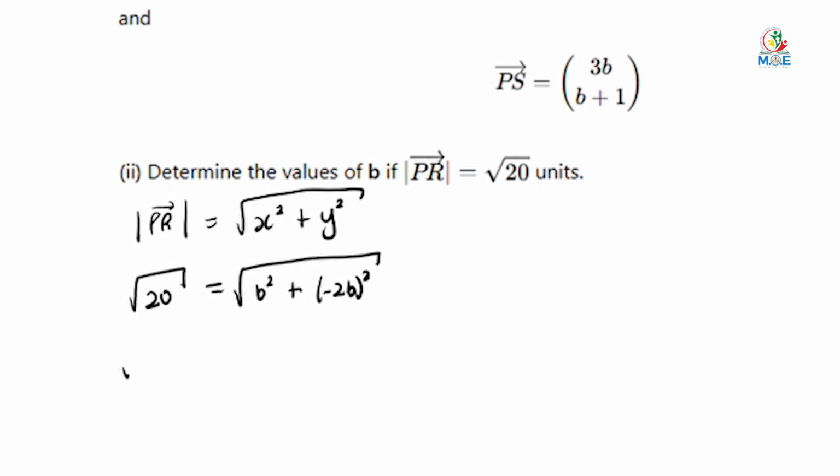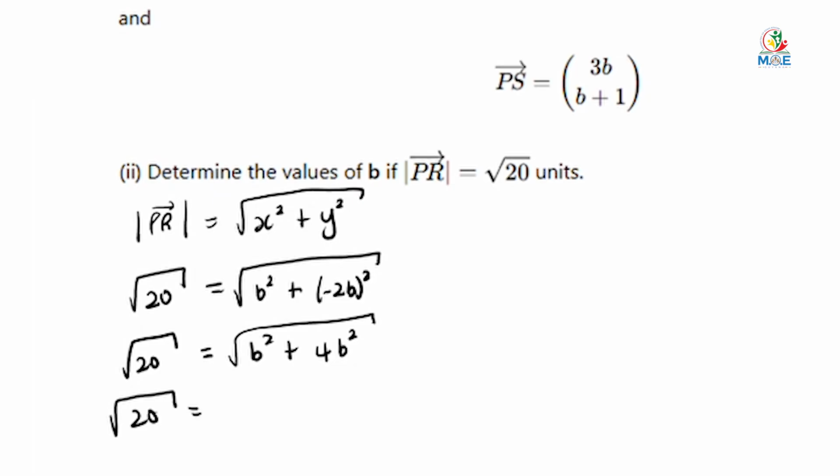So the square root of 20 is equal to the square root of b squared plus negative 2b squared. Negative 2 times negative 2 becomes 4, and b times b becomes b squared. Before we can solve for b, we can add these two together. b squared plus 4b squared becomes 5b squared, because they are like terms, so we can add them. Now we want to solve for b.